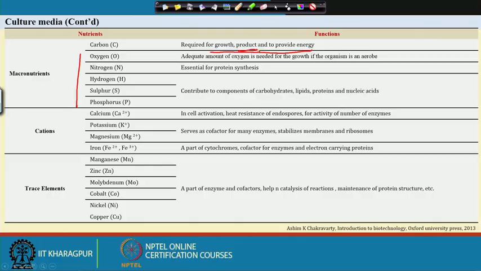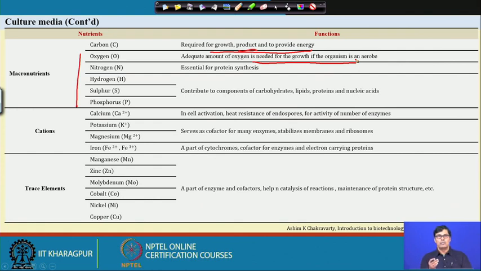But 1 mole of glucose produces 2 moles of ethanol. So the stoichiometry is very vital. From the carbon source we get different products. Oxygen is required for the growth of the organism, because this is the major limiting factor for aerobic organisms. Microorganisms can take the oxygen which is dissolved in the water. They cannot take the oxygen which is present in the air like our system.